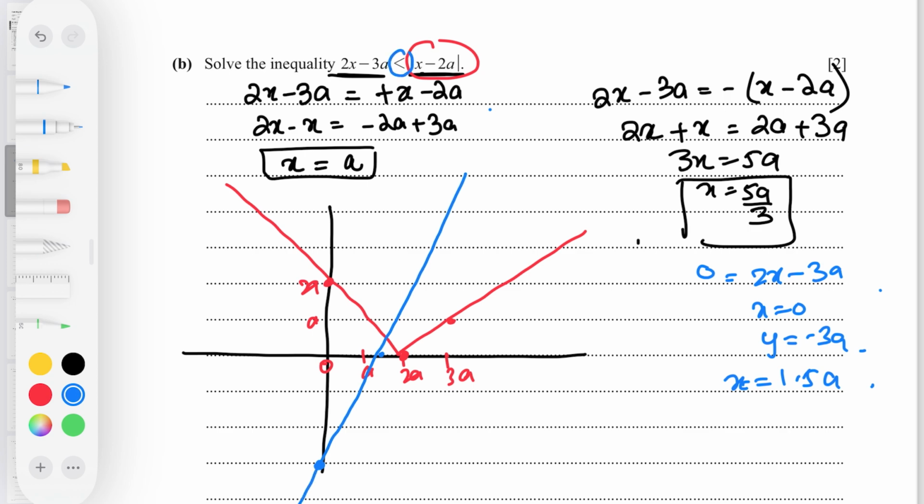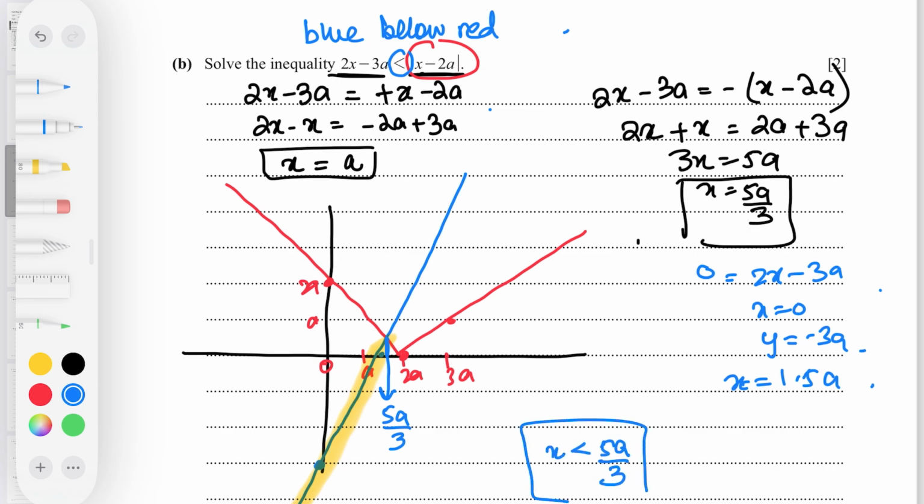There is a less than sign. Less than sign means the blue graph should be below the red graph. So if you look at the graph, when is the blue graph below the red graph? Over here. So this value is 5a upon 3. So you can say before this value, less than this value. So my answer is going to be 5a upon 3 and this answer will be rejected.